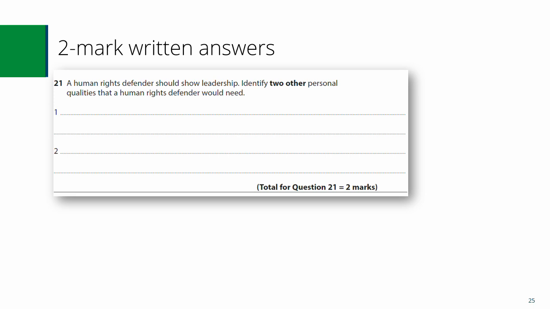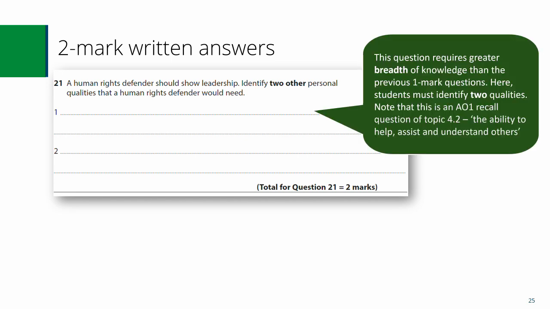In this part of the presentation, we move on to looking at 2-mark written answers, where the tariff is increased from 1 to 2 marks. Sometimes this takes the form of 2 separate responses. It's a doubling up, if you like.